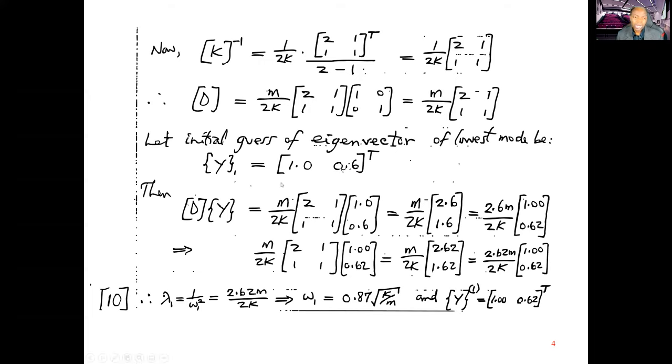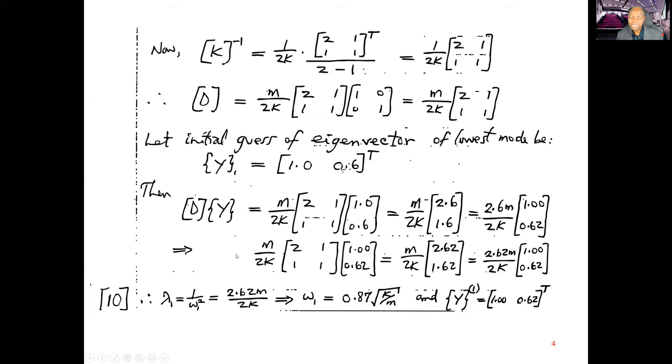So I will then start the iteration by saying Dy equals D, the dynamical matrix, times y sub 1, which is 1, 0.6. So I multiply out this matrix by this vector, and then I will get m over 2k into 2.6, 1.6. So I will then normalize by the biggest number, which is 2.6. So I bring that out of the bracket, and then divide each item in the bracket by 2.6. So I'll get 1.00 there and 0.62 here. This then will become my y sub 2. So this is the second trial vector, which I'll use on the next line for my next iteration.